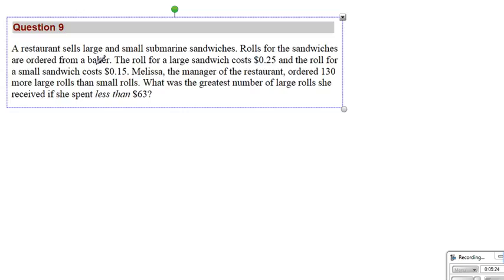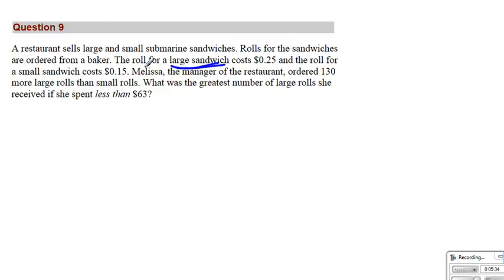All right, we have large and small submarine sandwiches. Rolls for the sandwich ordered from a baker. So rolls for the large sandwich would be equal to 25 cents. Rolls for the small sandwich cost 15 cents. We have 2 kinds so far. And then he ordered 130 more. So let us try to make the chart here.